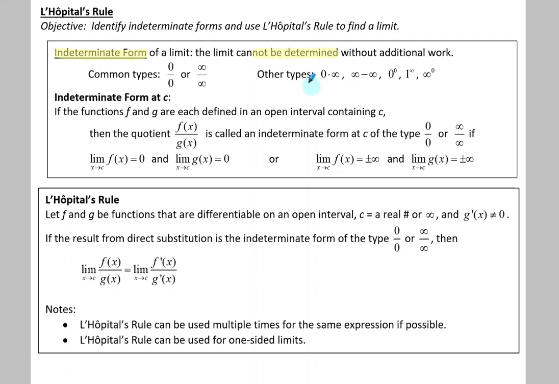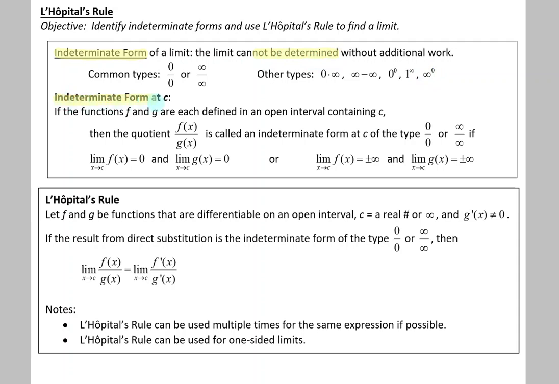Other types that we'll see are 0 times infinity, infinity minus infinity, 0 to the 0, 1 to the infinity, and infinity to the 0. When we use direct substitution when evaluating a limit and we get any of these expressions, it is an indeterminate form. We cannot determine the limit.